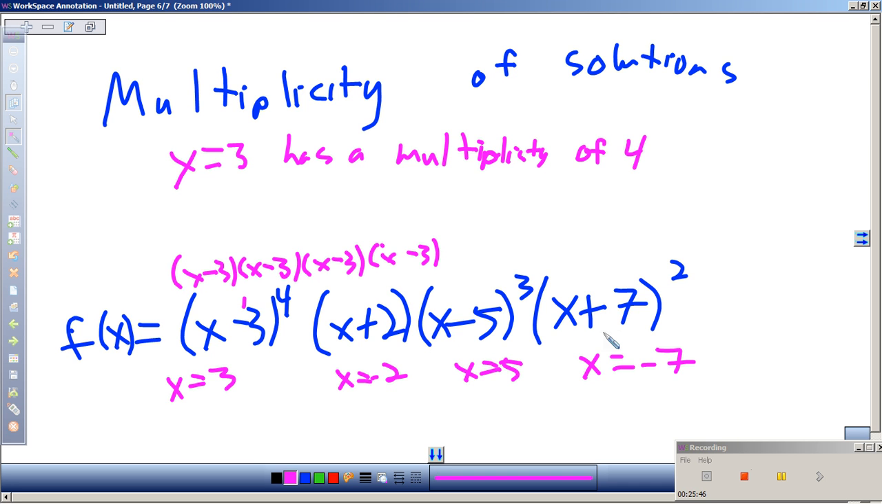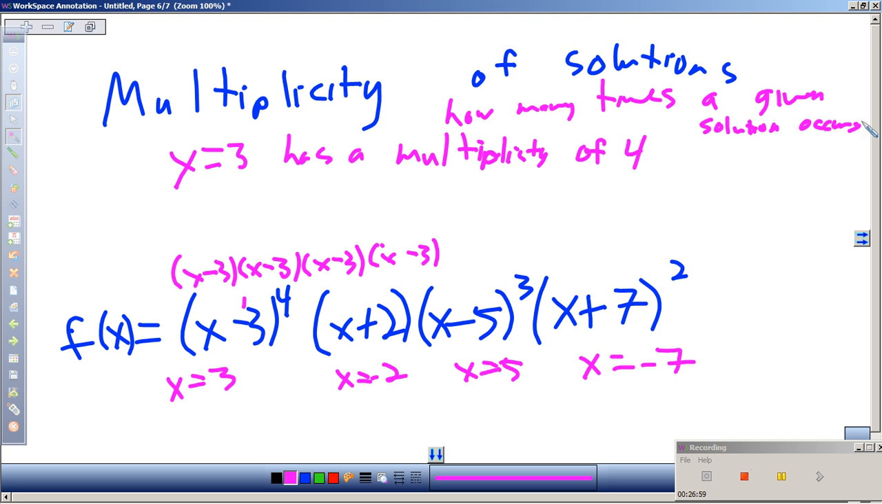Does anybody have any question about what multiplicity is, or what we mean when we say multiplicity? How many times does a certain solution occur? So I can write how many times a given solution occurs.